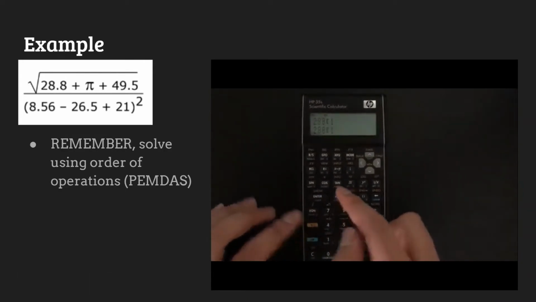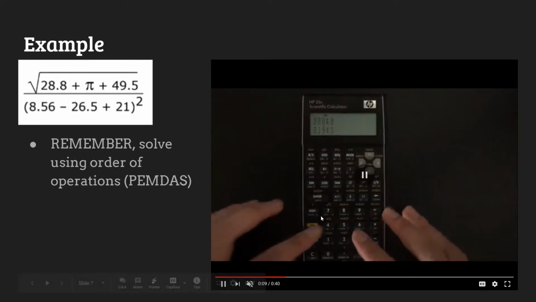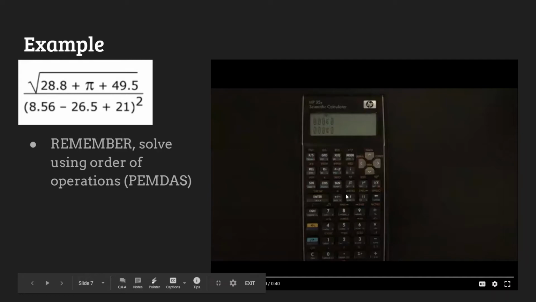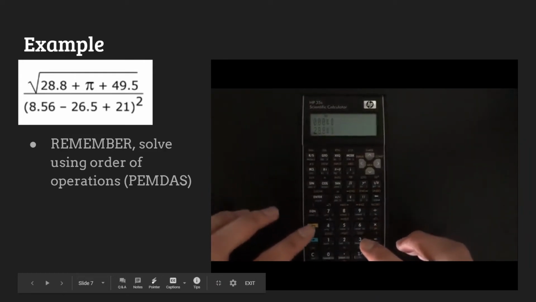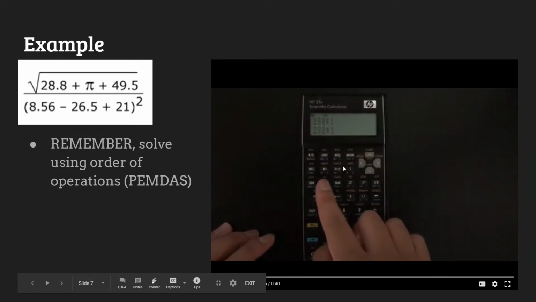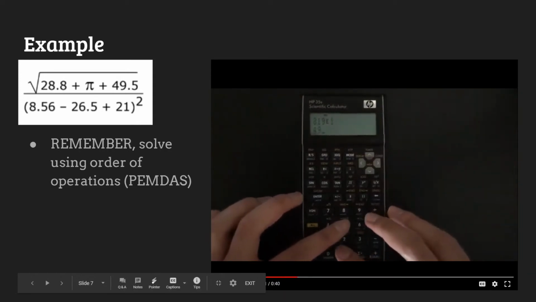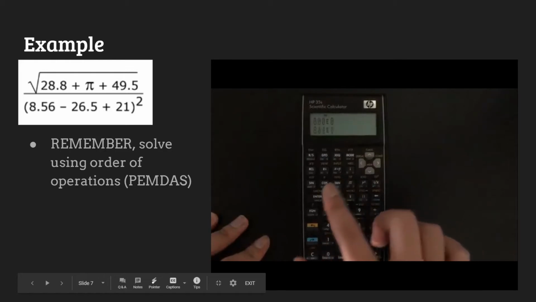Now I have 49.5, and then I have, oh, excuse me. So I'm actually going to replay this. So I'm going to be starting with 28.8, not 49.5, my bad. So I enter 28.8, then press enter, and then for pi, I'm going to be pressing yellow shift key and cosine for pi, and then I can add, then I have 49.5, and then I add. Now I can press the square root.